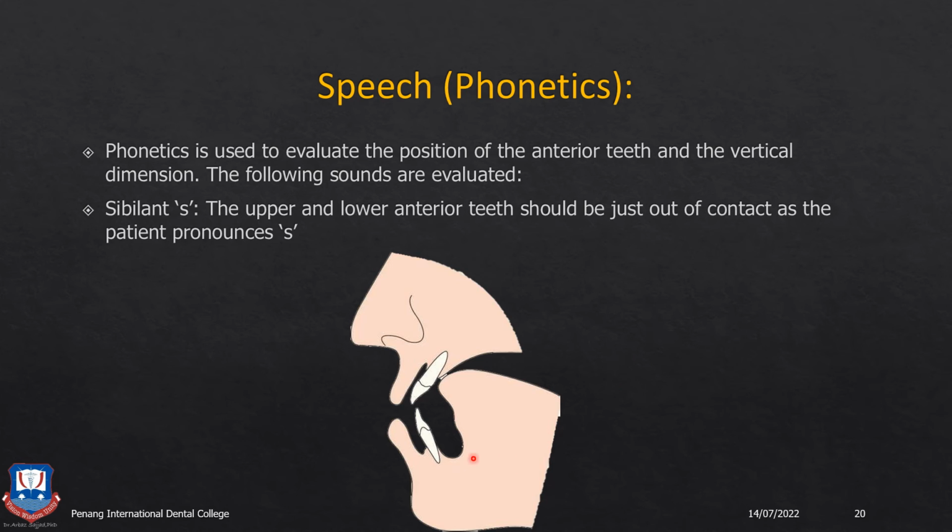So this is only possible when you have a proper minimum occlusal space between the occluding surface of the upper and lower teeth. If this is obliterated, then the patient cannot pronounce S properly. So you have to check for this.